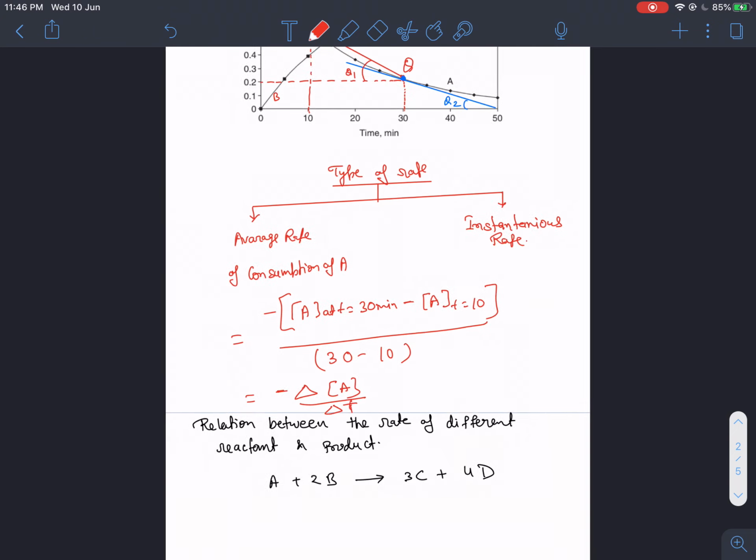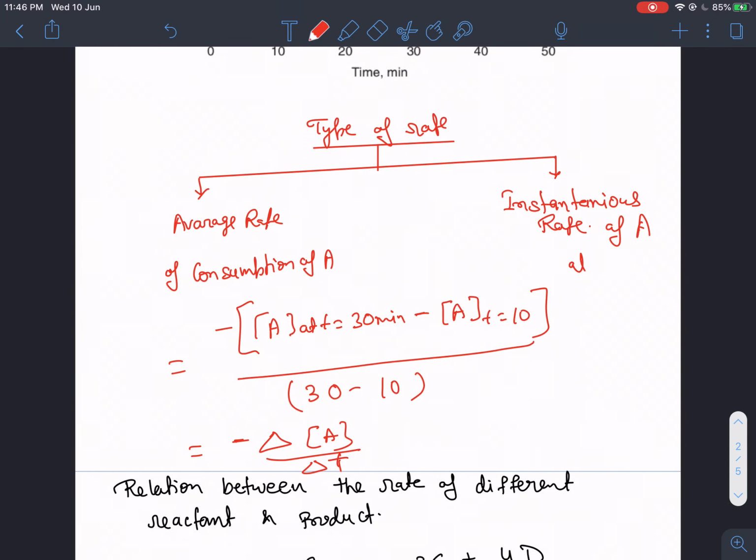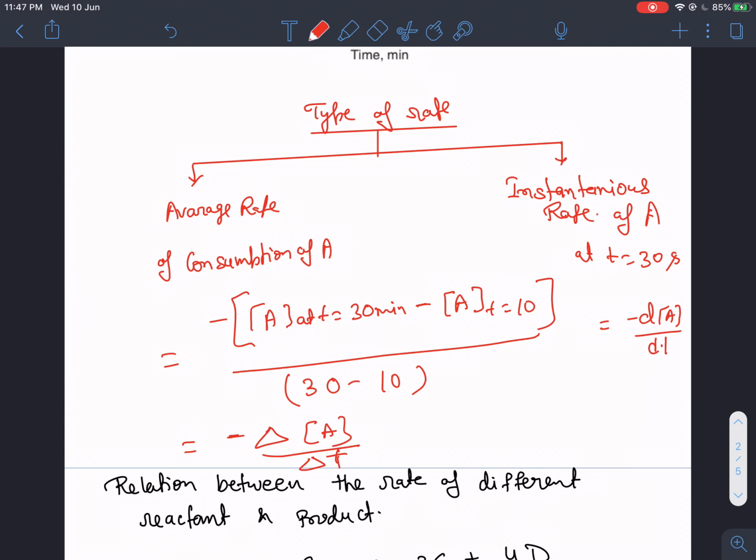Likewise, if I talk about the instantaneous rate, instantaneous rate means when you decrease this time gap close to 0. So the instantaneous rate of consumption of A, once again at T equal to, let's say, 30 seconds. Then what I have to do? I'll write that the instantaneous rate of consumption of A will be equal to minus d of concentration of A divided by dt, right?